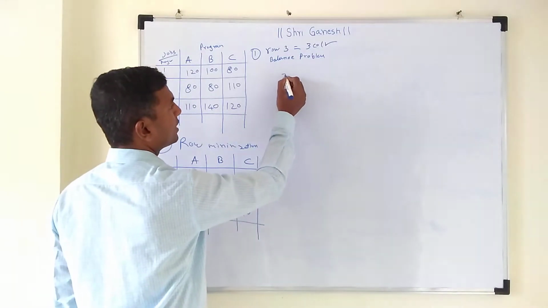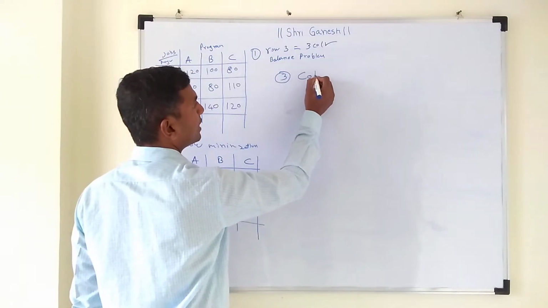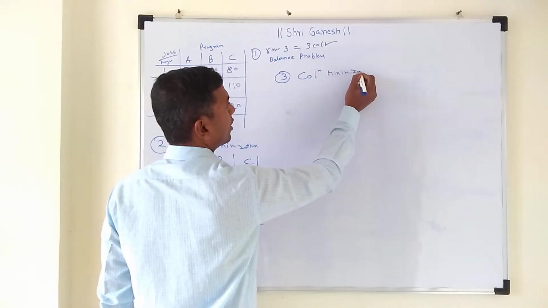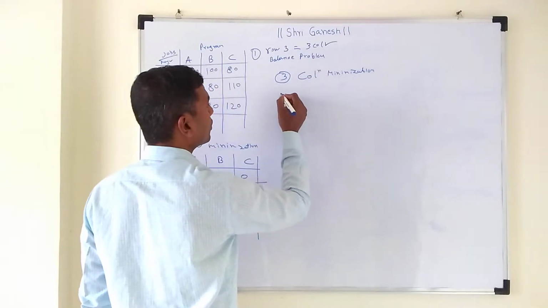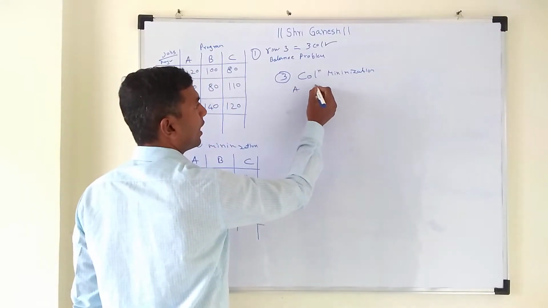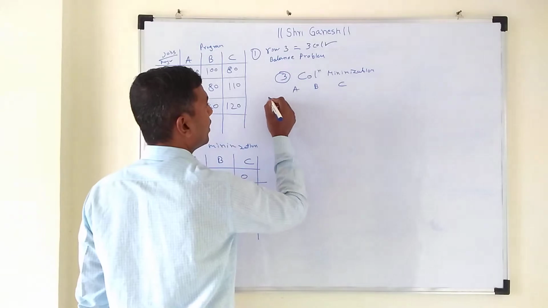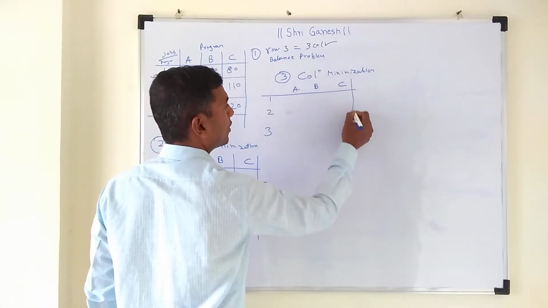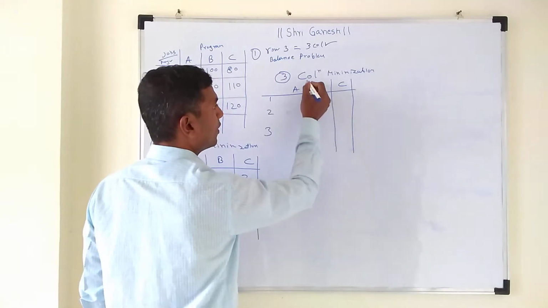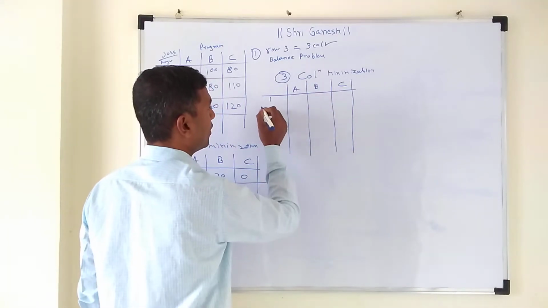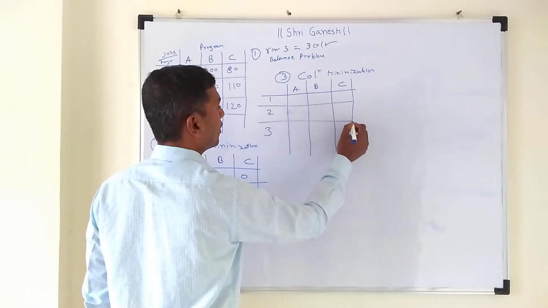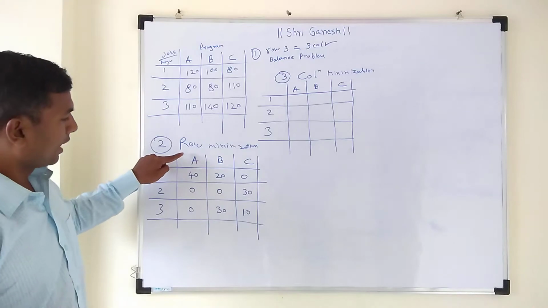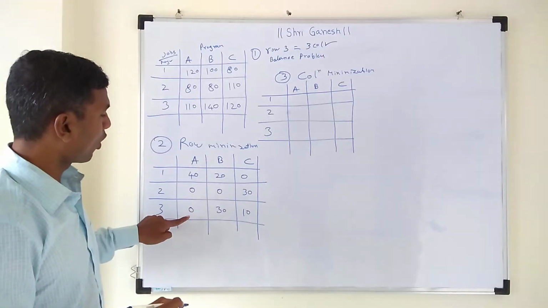Then we'll go for the third step, column minimization. So how to do that? A, B, and C, 1, 2, and 3. So how to do the column minimization? Now we start looking from the column point of view.